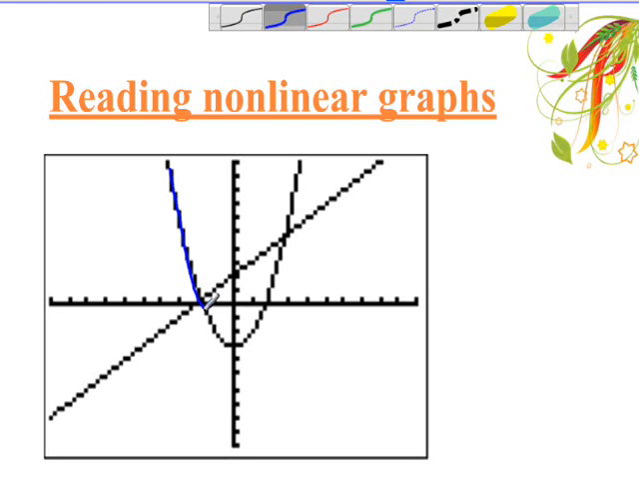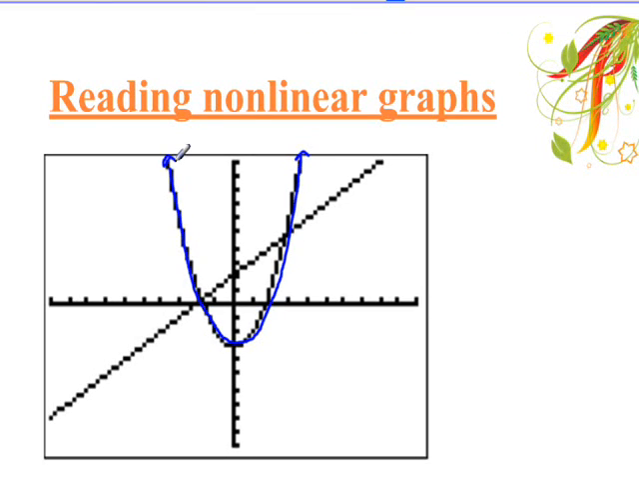We have this one right here, which is a parabola. And we want to know where those two intersect. Well, they intersect right about here and right about here. We don't know what the equations are, so we're going to estimate about where those two points are.